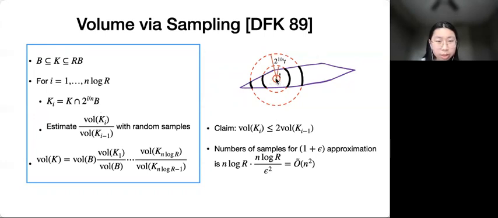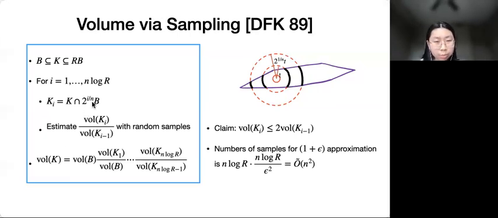So K0 is just B, and then K1, K2. And then we can estimate the ratio of volume Ki over volume Ki minus 1 by taking random samples from Ki and then computing the ratio of points in Ki and Ki minus 1. So now, the volume of K, we can multiply all those ratios together and we'll get the volume of K.